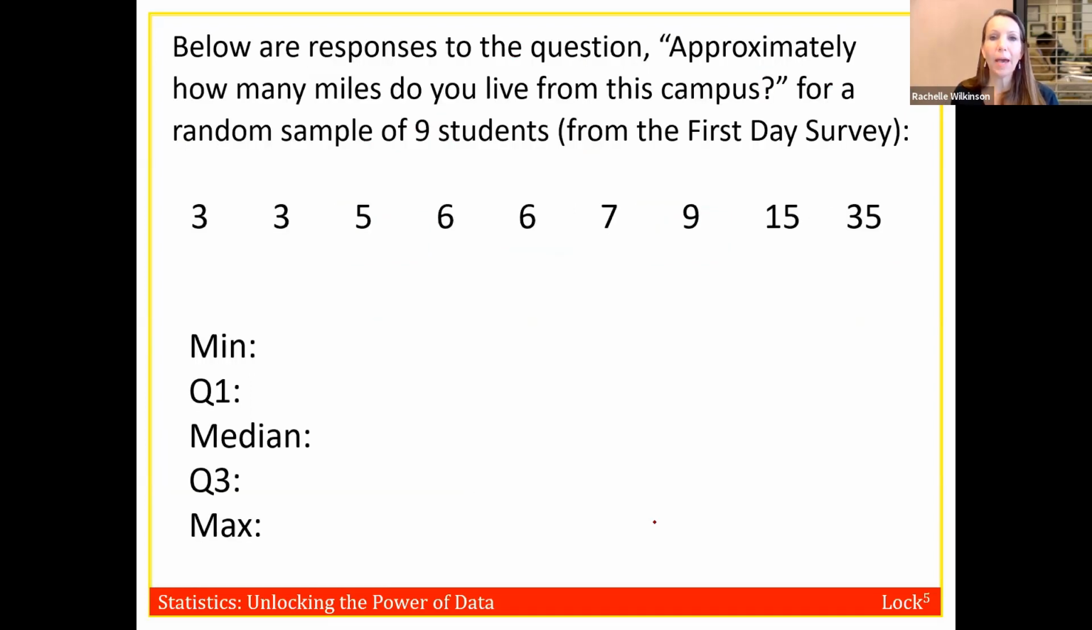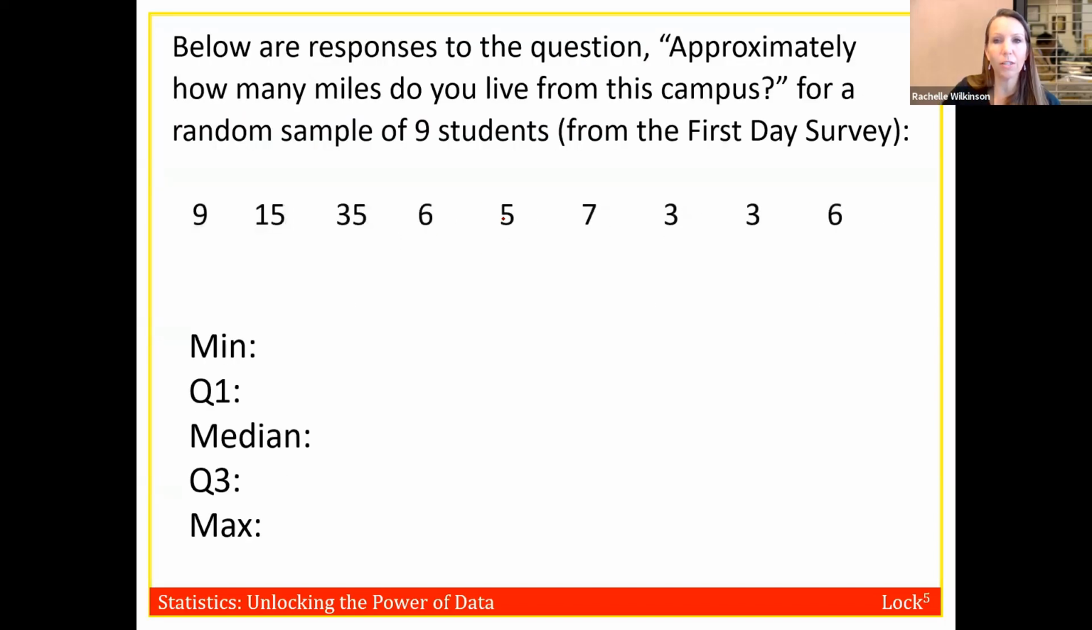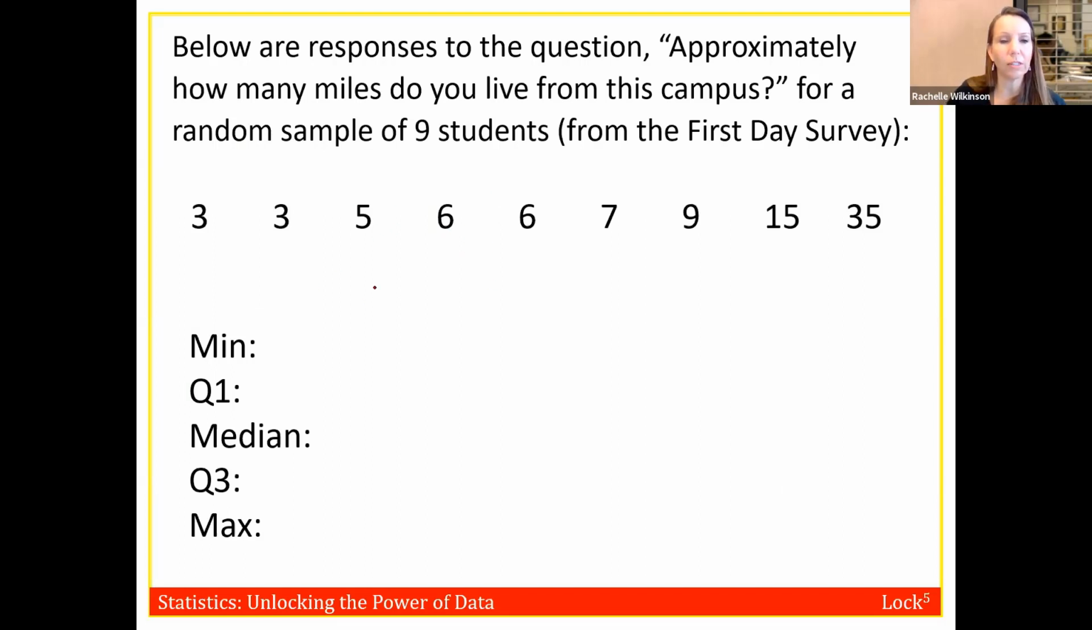Okay, so back to the data set that we first looked at with the number of miles we live from campus. We're going to see if we can find the 5-number summary for that one. First thing I did was put it in order from smallest to largest. So here it was originally, here it is now that we've made it smallest to largest.